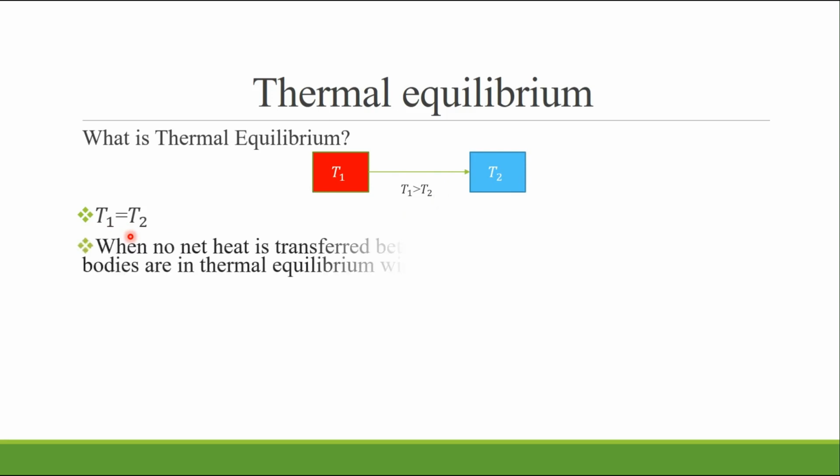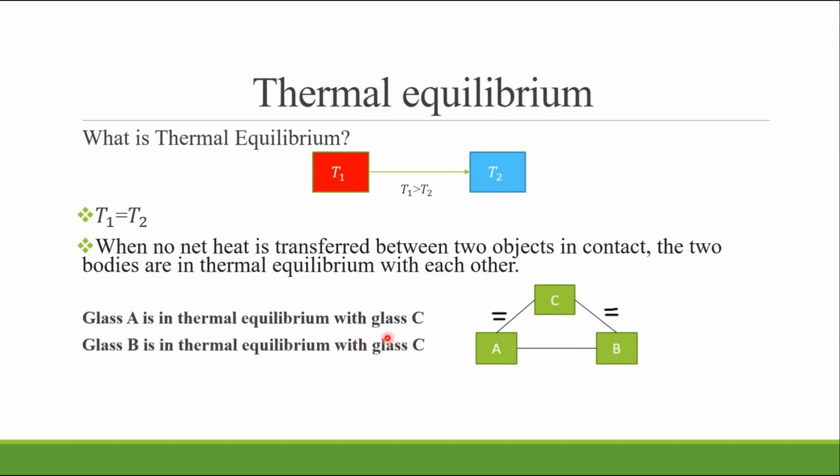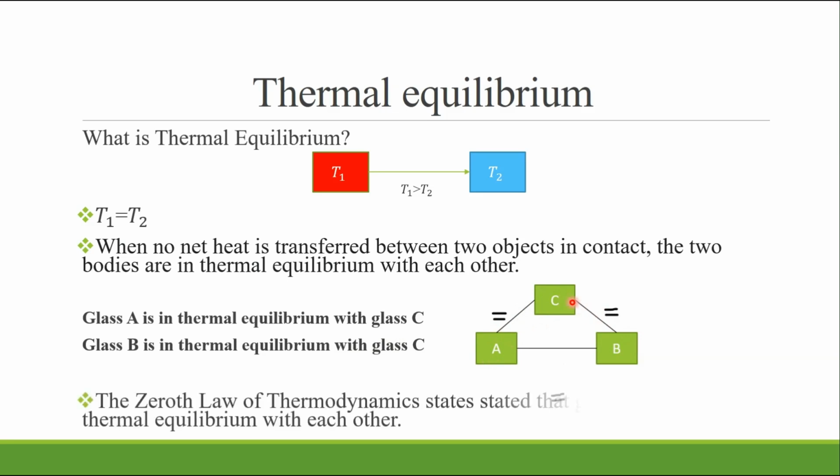At this point, no net heat is transferred between bodies, and when no net heat is transferred between two objects in contact, the two bodies are in thermal equilibrium with each other. Now, imagine there are two glasses of water named A and B, and both are in thermal equilibrium with another glass C. The Zeroth law of thermodynamics states that since both glasses A and B are in thermal equilibrium with a third system, which is glass C, they are in thermal equilibrium with each other.